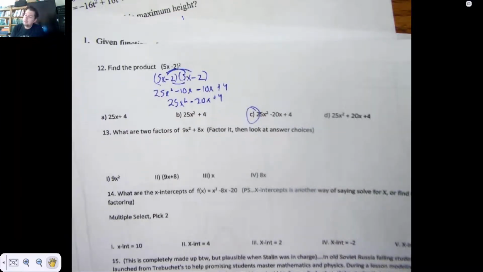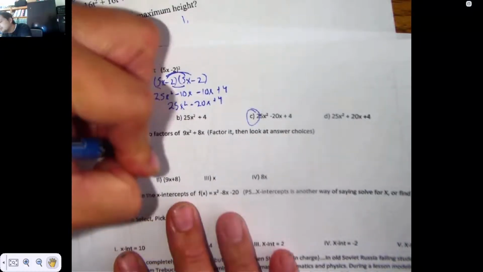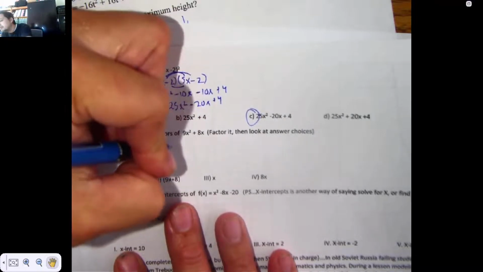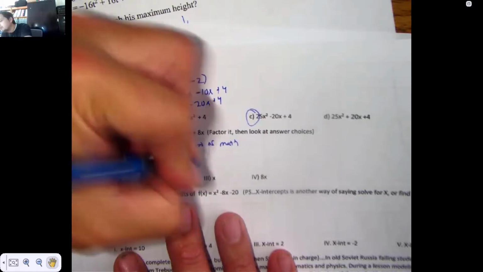All right, what are two factors of 9x squared plus 8x? This one aggravated the living snot out of me. How'd you miss it? It's the first commandment in math. The first commandment that I have. This isn't sacrilegious because I'm talking about math, not God. First commandment of math is if you can pull it, pull it.